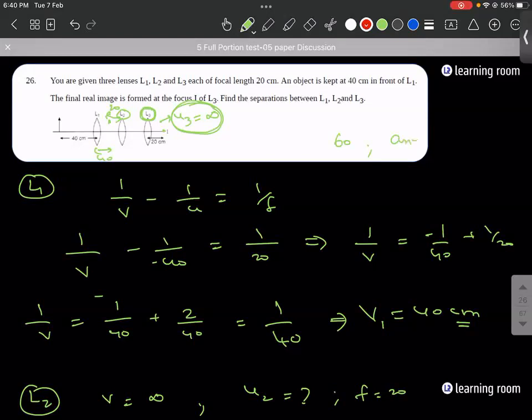It can be anything, because this 20 is the focal point of L2. From there, wherever you place, the image is going to be formed at infinity. So when the image is formed at infinity with respect to L2, it is formed at infinity with respect to L3 also. Are you able to understand? So the distance between L2 and L3 does not matter at all. It can be anything. Got it? This is a very good question. Try it again.